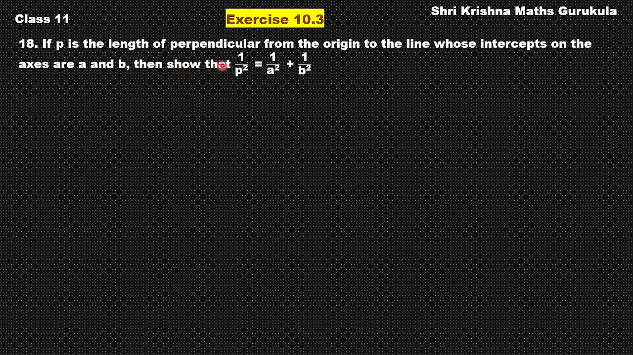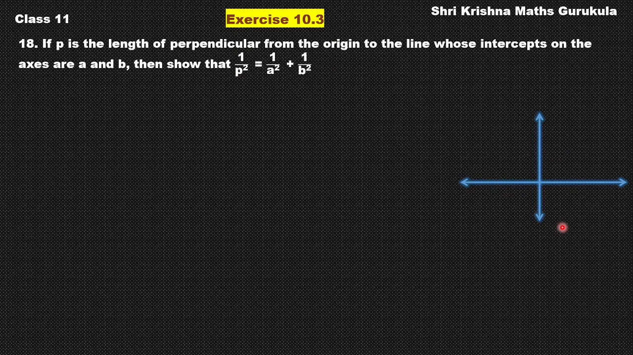If p is the length of the perpendicular from the origin to the line whose intercepts on the axes are a and b, then show that 1 by p square is equal to 1 by a square plus 1 by b square. So let us understand the question now.